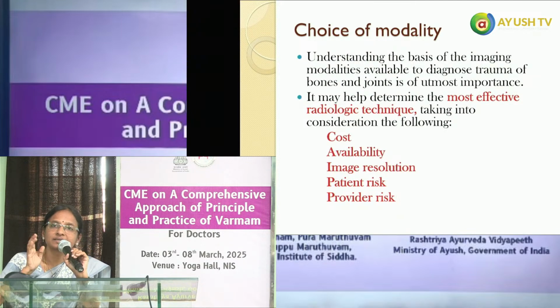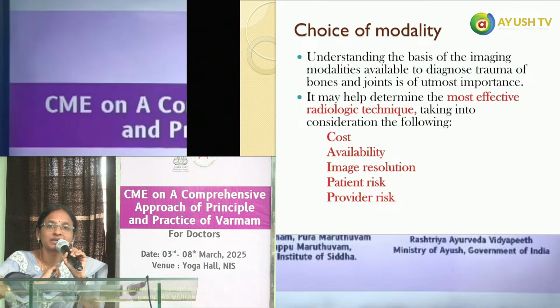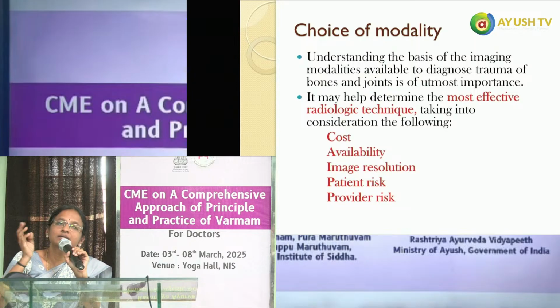Availability. See, X-rays and ultrasound are definitely available in all centers. MRI and PET scans will mostly be there only in a hospital setup. Image resolution. See, we have to decide which injury we are going to evaluate. So is it a bone injury or a soft tissue injury? If it is a bone injury, which imaging modality can pick it up well? If it is a soft tissue injury, which imaging modality will give good resolution for this soft tissue injury? So that is the image resolution part.